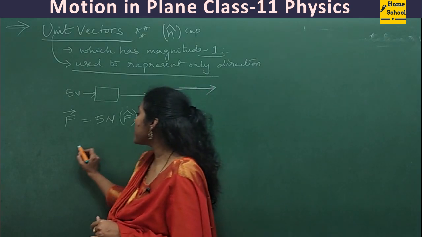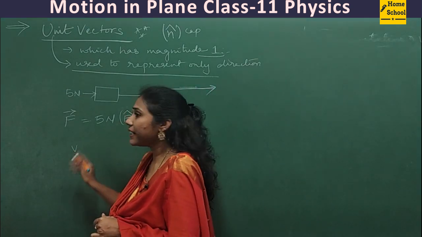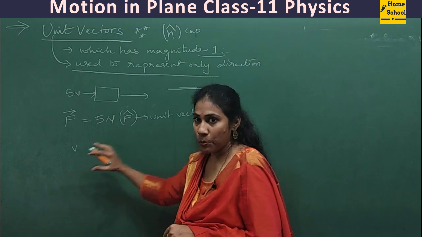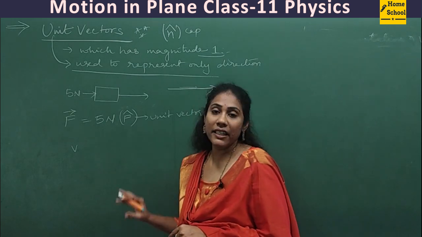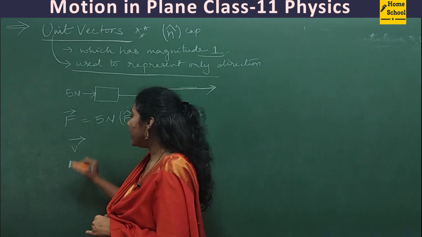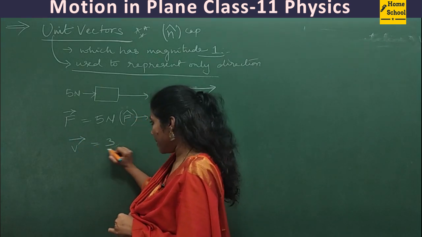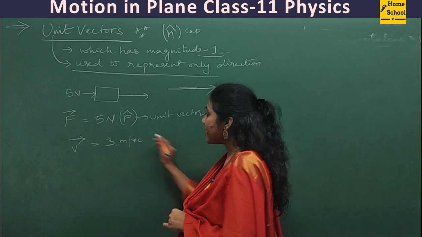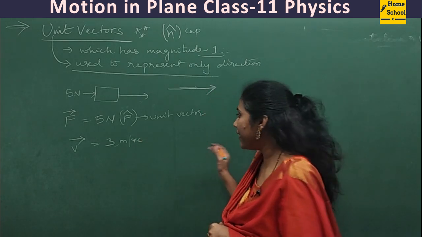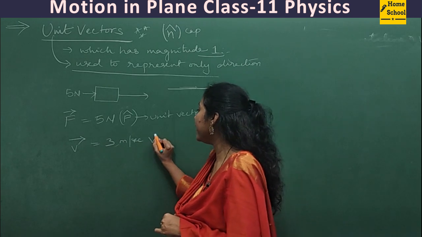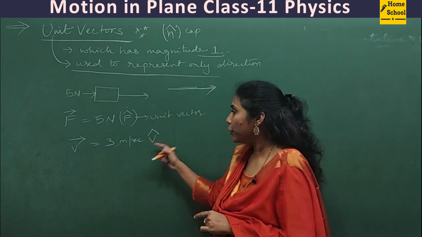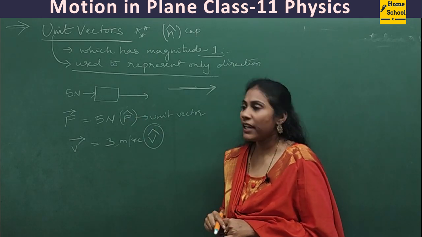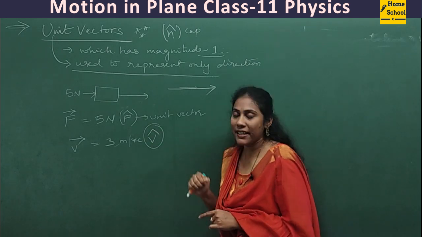For example, there is a car moving at 3 meters per second in the forward direction. The car is moving right side with 3 meters per second. So how do you represent the velocity vector? V bar is equal to 3. This is the magnitude, meter per second is the unit. And then the direction. I don't write that the car is moving right side. That word I don't use. Instead of that, we write V cap. So what is V cap here? Unit vector. This is how unit vectors are used.